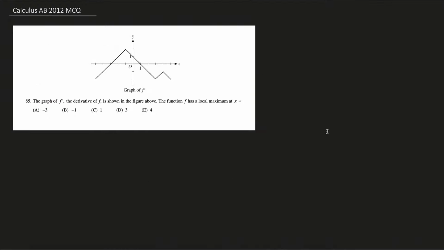For 84, the graph of f prime, the derivative of f, is shown in the figure above. The function f has a local maximum at x equals... Well, because f prime is given to us, we just have to look at critical points like this and this. Before x equals negative 3, we had a negative f prime, which would mean the function was going down, and afterward f prime is positive, which would mean the function was going up. This is how f of x behaved. This would indicate a local minimum.